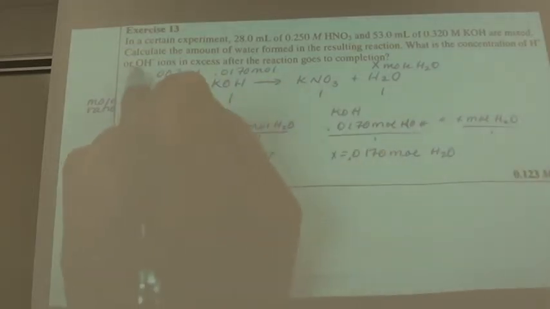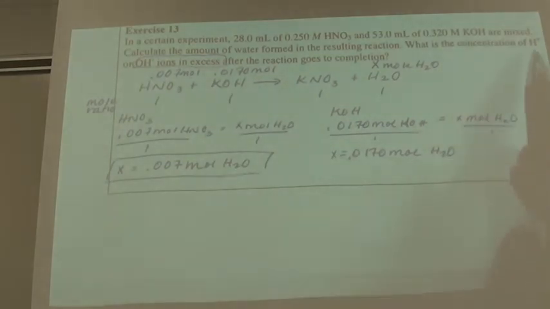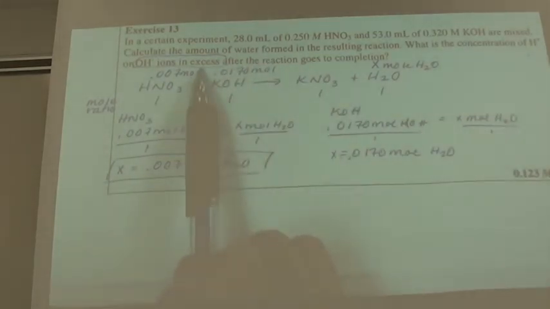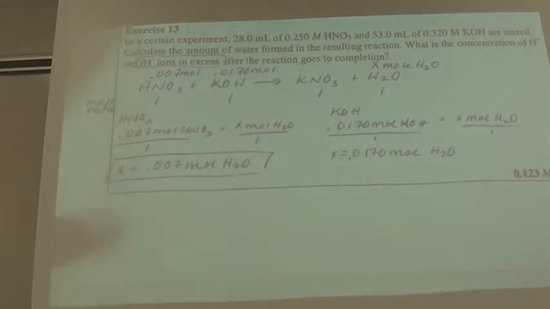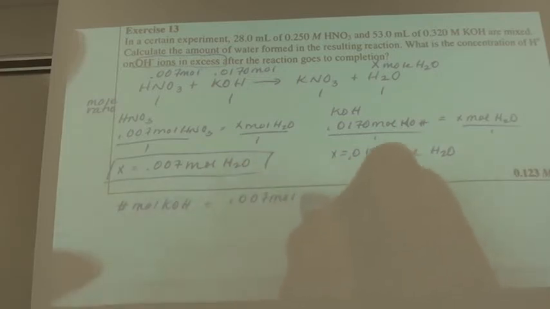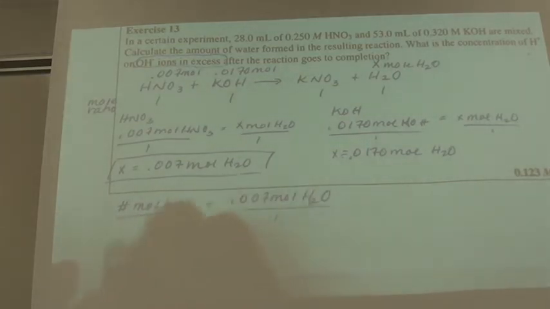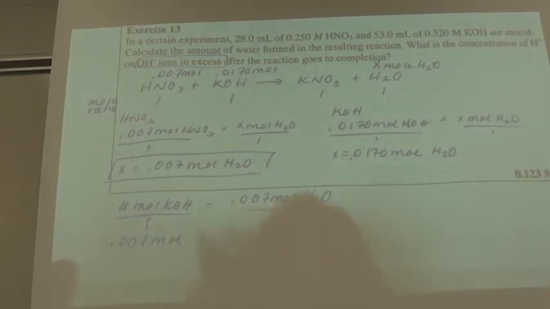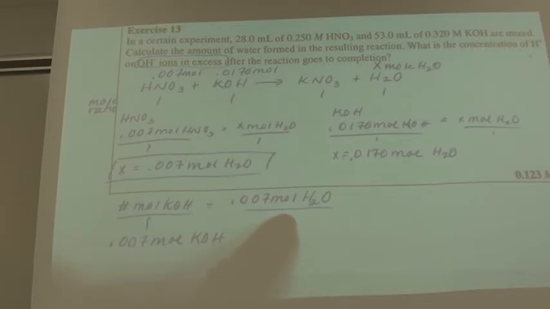What's the concentration of ions in excess, as we know that the HNO3 limited? So how many ions are left over? Well, we do know this. We know that some of the KOH was used to make the water. So we would like to know how many moles of KOH are equal to the 0.007 moles of water that was made. We know that 0.007 moles of the KOH was necessary to make 0.007 moles of water. That's gone, tied up in the water.